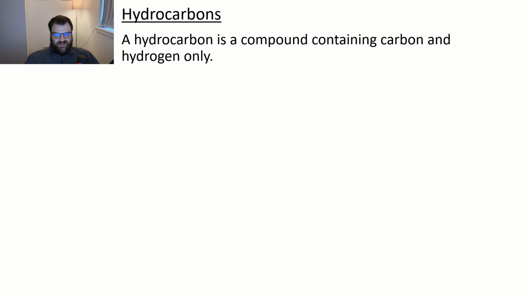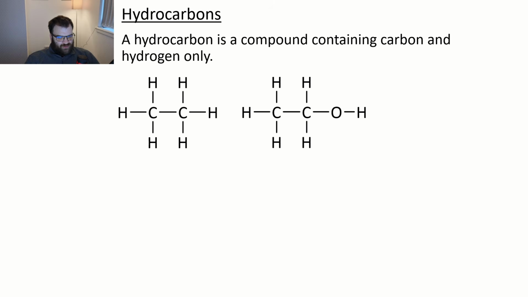Starting off with the definition of hydrocarbons. A hydrocarbon is a compound containing carbon and hydrogen only. It's important when you're asked to give the definition that the "only" part is really important. If you look at these two chemicals, both of these have got carbon and hydrogen, but it's only the one on the left that would be a hydrocarbon because it's only carbon and hydrogen.